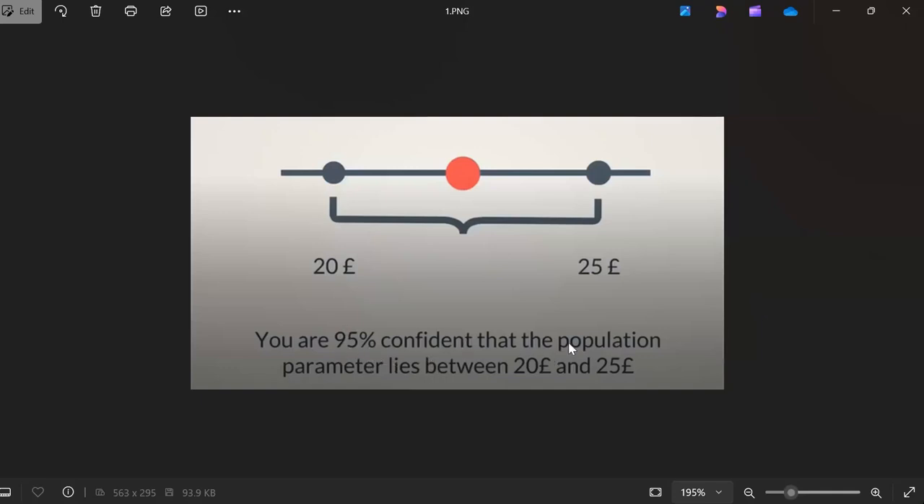So here, if you're 95% confident, the population parameter is $20 to $25.